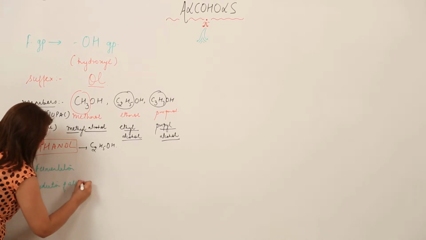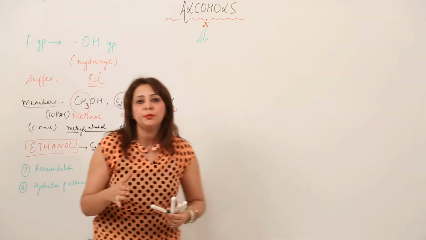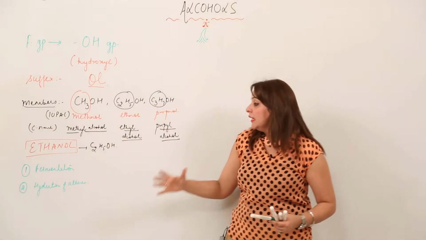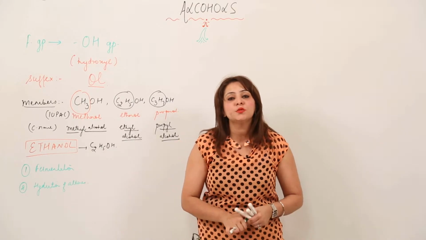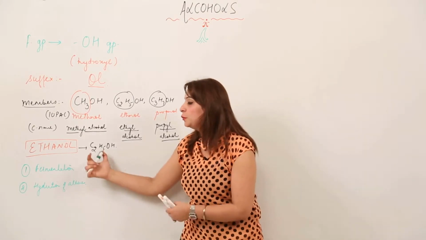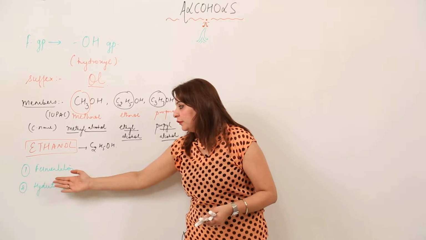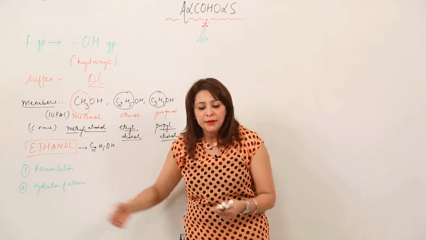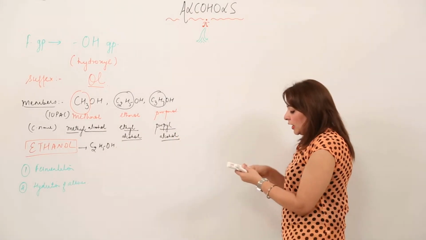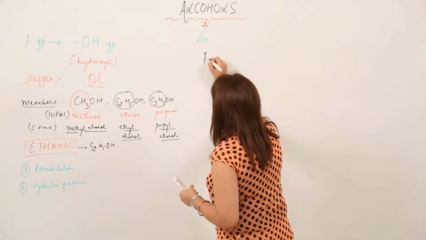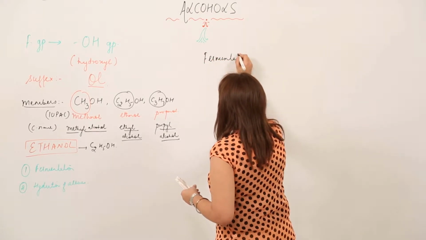Hydration of alkenes. Though we have different methods of preparing alcohol, out of them these two are very important methods used in industries to prepare ethanol. So first, we are starting with the first method, that is fermentation. Do you know where this fermentation method is used?